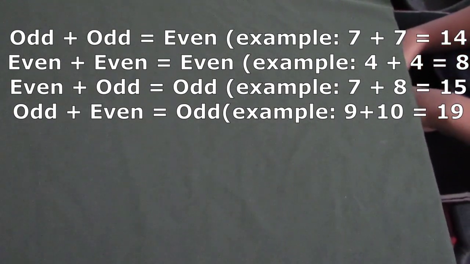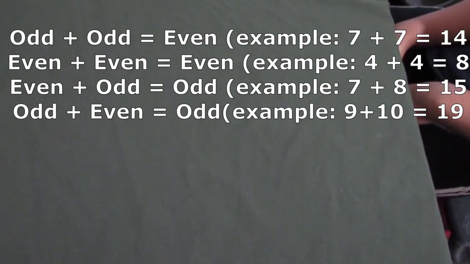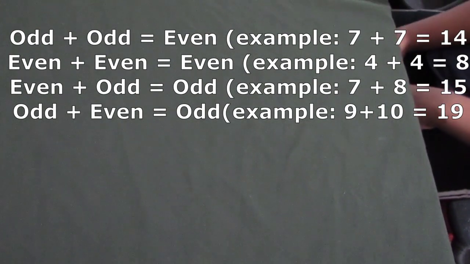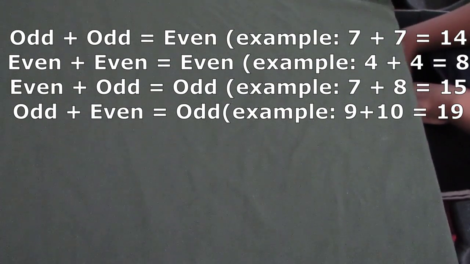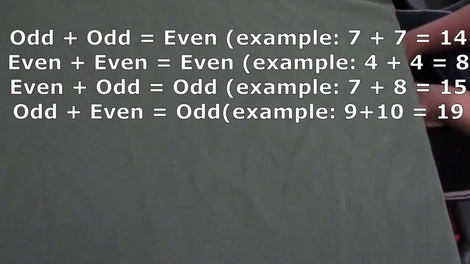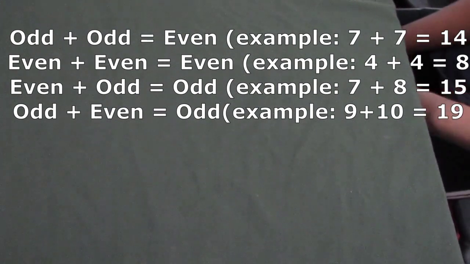Another example is 1 and 4. 1 and 4 is 5, and 5 is an odd number. And then what is 2 even numbers? So 2 plus 2 is 4, 10 plus 12 is 22, and 8 plus 12 is 20. So even plus even is always even.